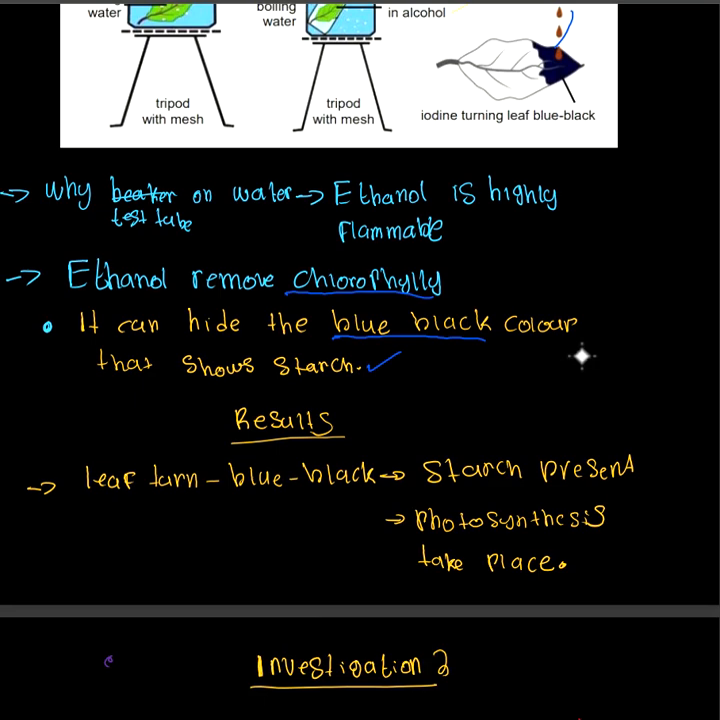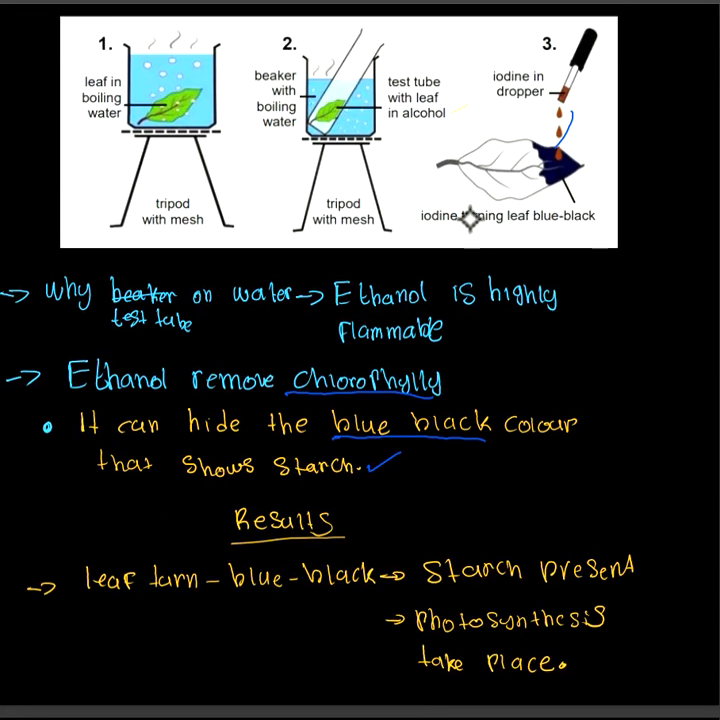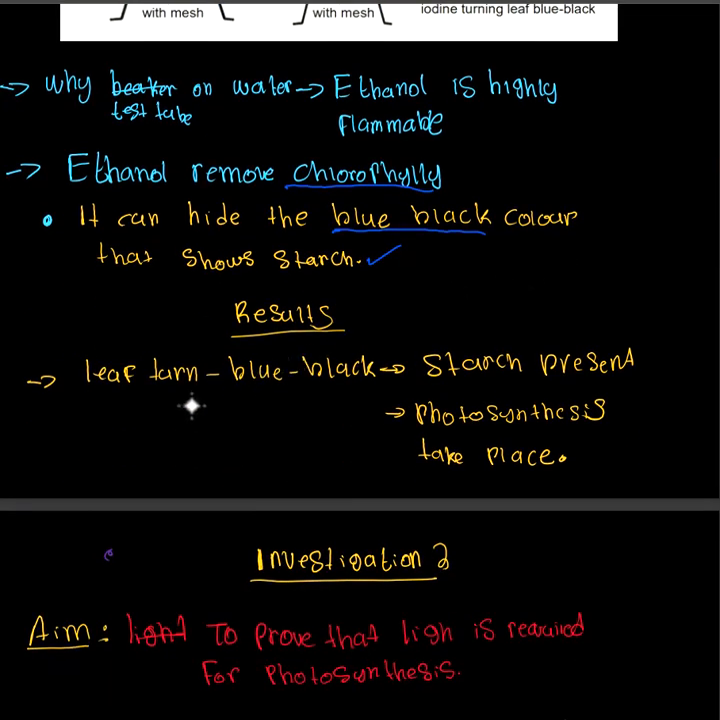So at the end of our starch test, after we remove the chlorophyll, we place the iodine solution. Iodine is brownish in color. So let's look at our results. If the leaf turns blue black with iodine solution, it means there's a presence of starch. But if the leaf remains brownish with iodine solution, it means there is no starch. The starch is absent. If the starch is present, it means photosynthesis is okay.